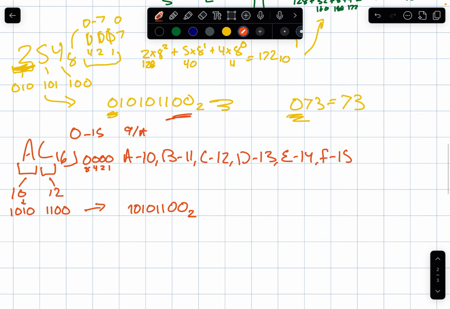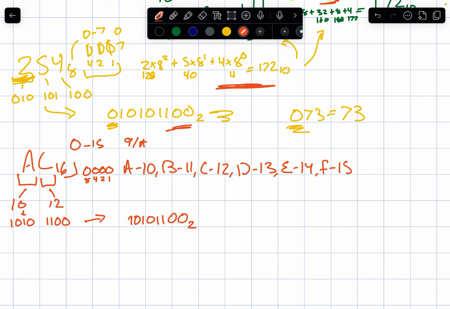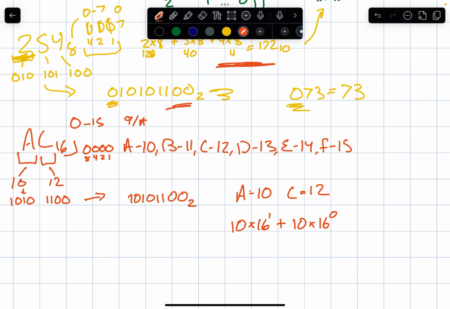And just to double check that it is actually 172, we're going to do essentially the same thing we did right here. And we're going to do A, which is 10, and we're going to do C, which is 12. We're going to do 10 times 16 to the first, which is 160, and we're just going to add those values. Oh, whoops, that's going to be 12, actually. My apologies. So 160 plus 12 equals 172 base 10.